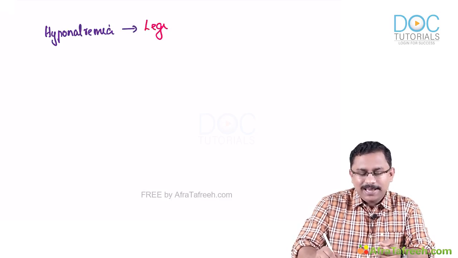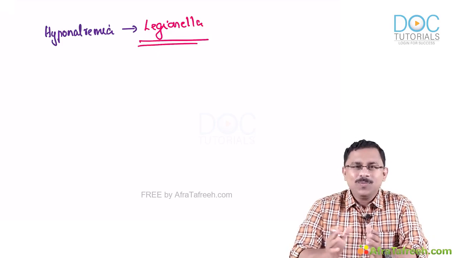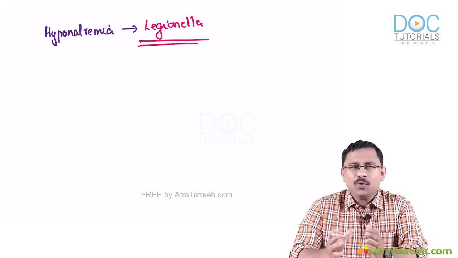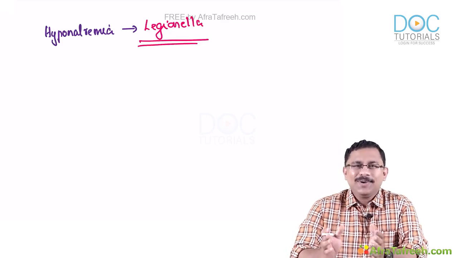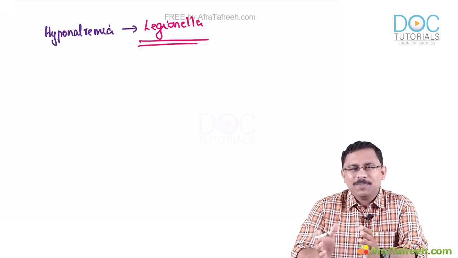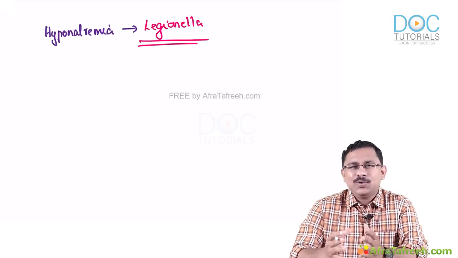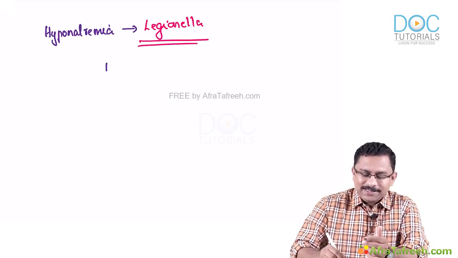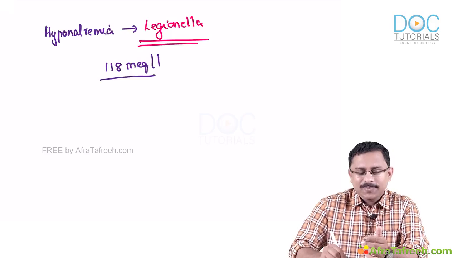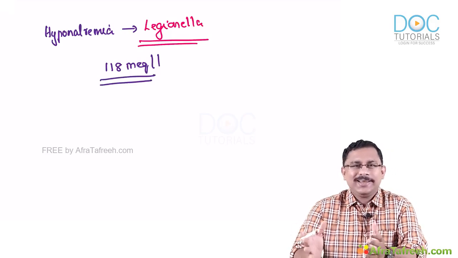So does that mean that the next patient you see in your wards with a pneumonia having a sodium value of 132 is going to be Legionella? It's not that. But if you have an atypical presentation of pneumonia in which you have not been able to demonstrate any organism, and the patient has a significant hyponatremia, maybe 118 milliequivalents per liter, in that scenario you would consider a Legionella pneumonia.